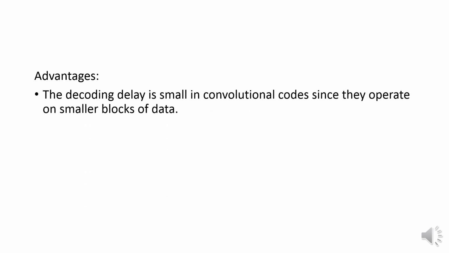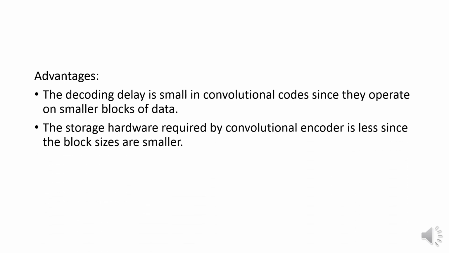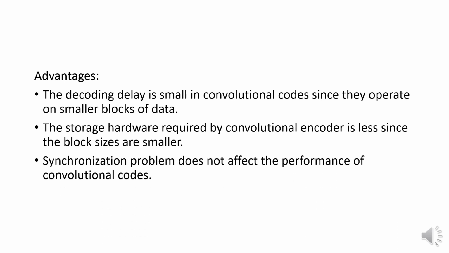Here we have some advantages of the convolutional encoder. The decoding delay is small in convolutional codes since they operate on smaller blocks of code data. The storage hardware required by the convolutional encoder is less since the block sizes are small. The synchronization problems do not affect the performance of the convolutional codes.